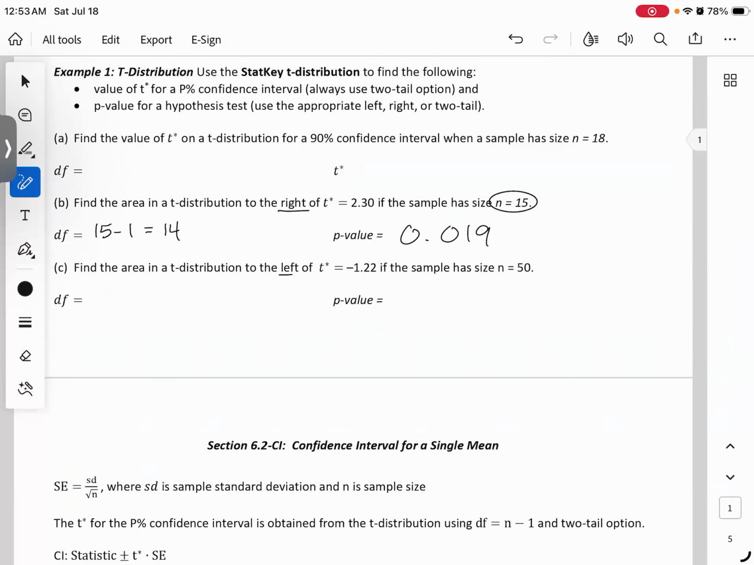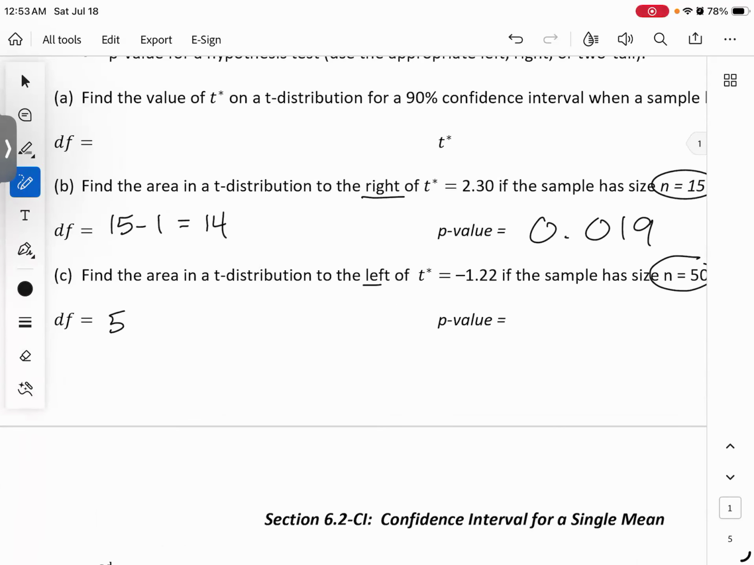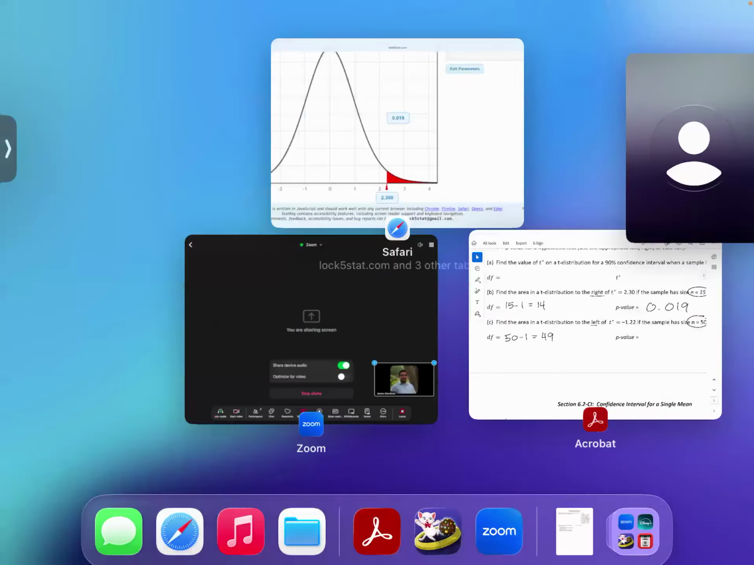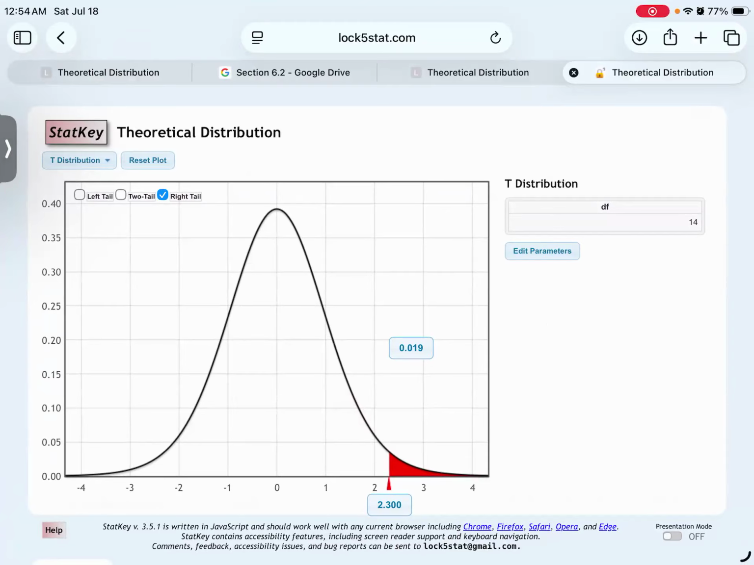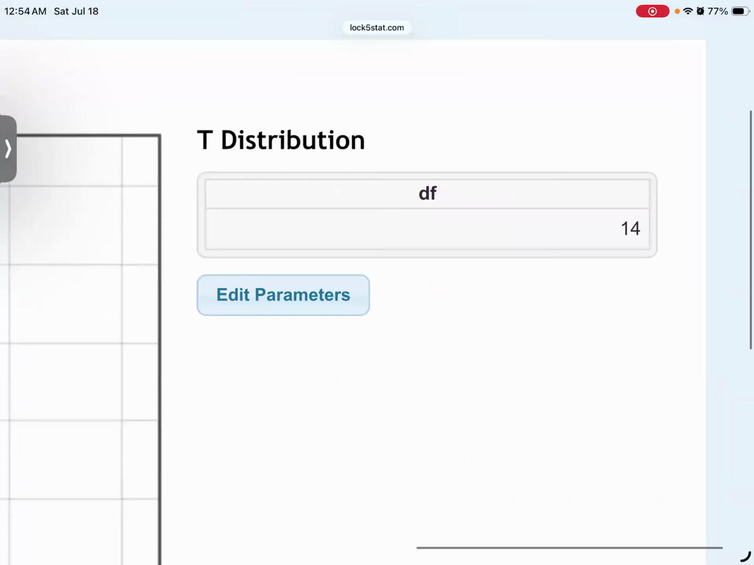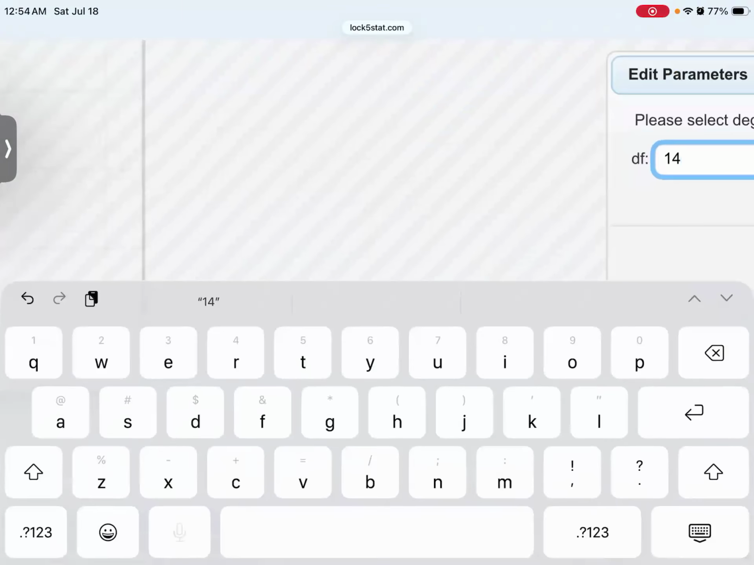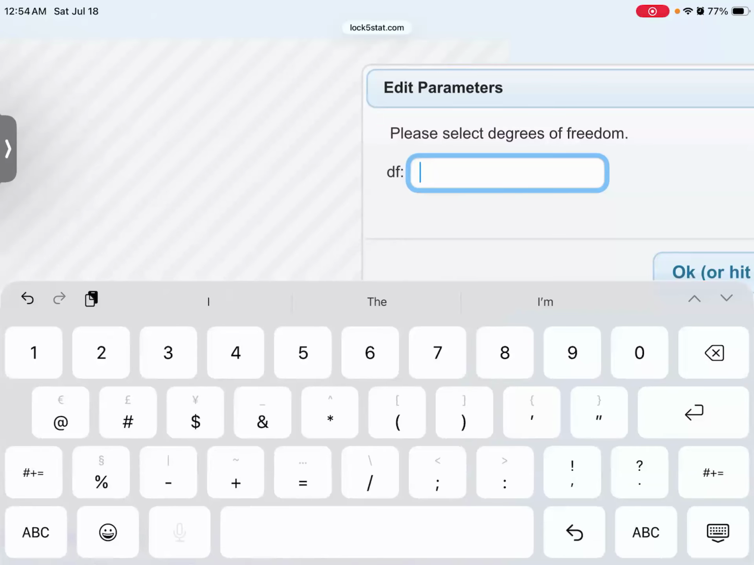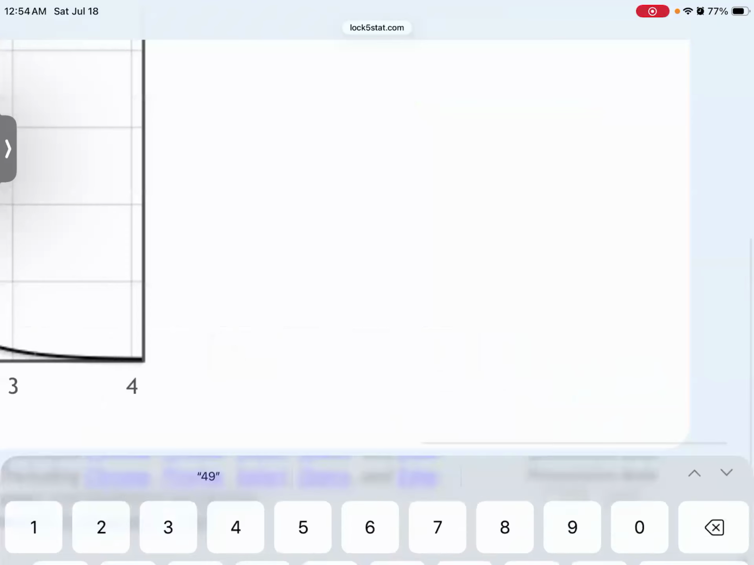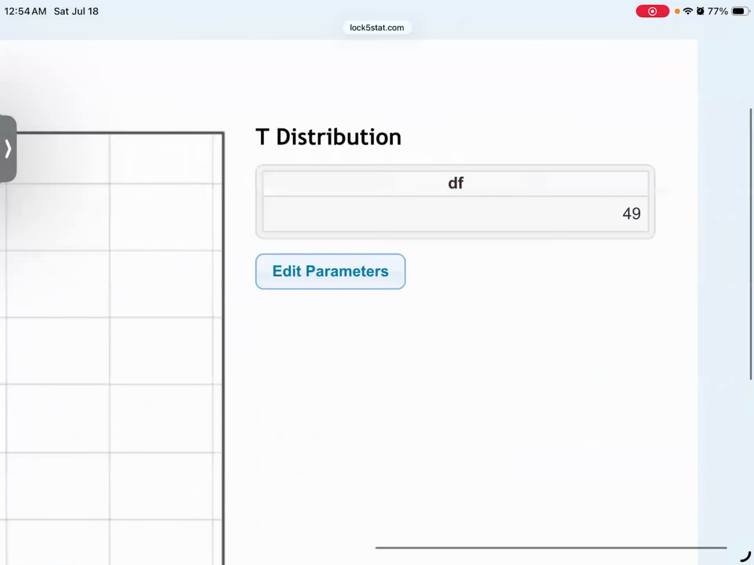But let's try another one. Let's do part C. Suppose we were doing a sample size of 50. Then the degree of freedom would be minus 1, which would give us 49. Now we're imagining ourselves doing left tail with a -1.22. So going over to the t distribution, we've got to change the degree of freedom. Let's first reset the plot, just blank it out. Right here where it says edit parameters is one way you can change the degree of freedom. You would get rid of that and change it to 49 and click OK. So there it is updated.